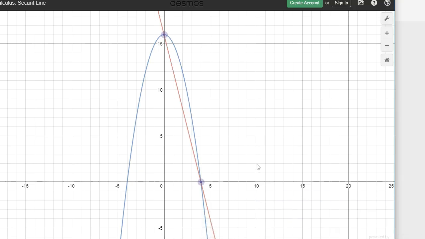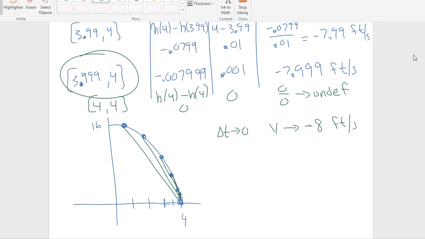All right, and if we look at this graphically for a moment, I've brought up the graphing calculator Desmos.com, and I'm going to try to visualize it in a little prettier manner than I was able to in my Word document.